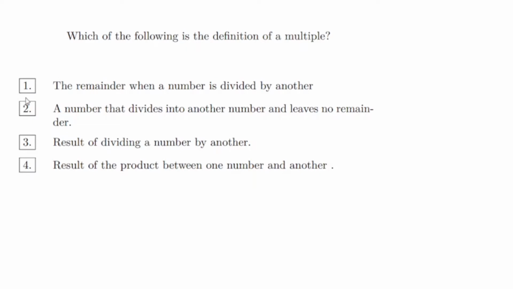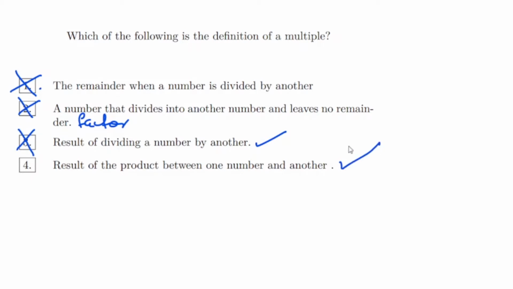Number one, is it the remainder when a number is divided by another? Nope, it is not. This is just the definition of a remainder. Is it a number that divides into another number and leaves no remainder? Well, it is not. In fact, this is the definition of a factor, so this is not correct. Is it the result of dividing a number by another? And again, that is not correct. This is a quotient by definition.